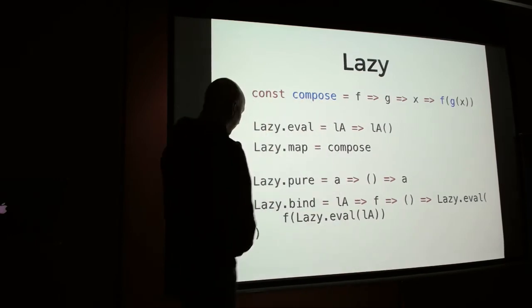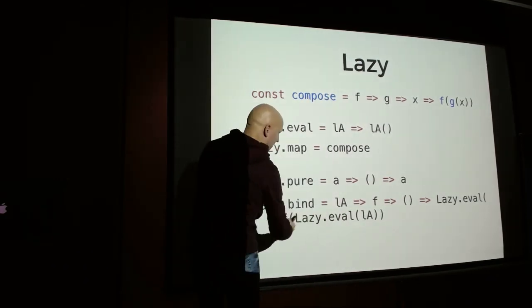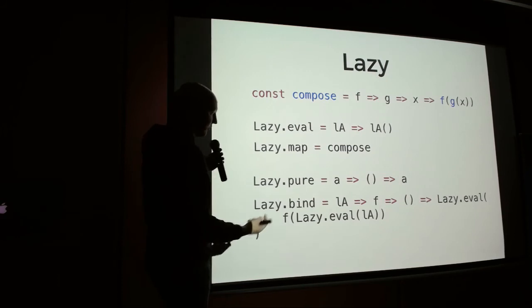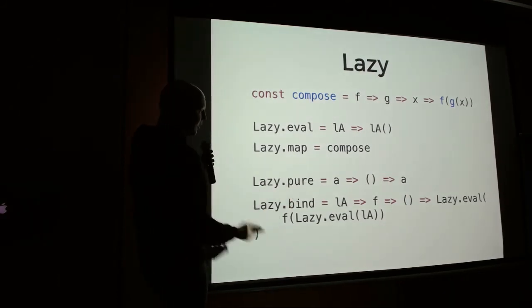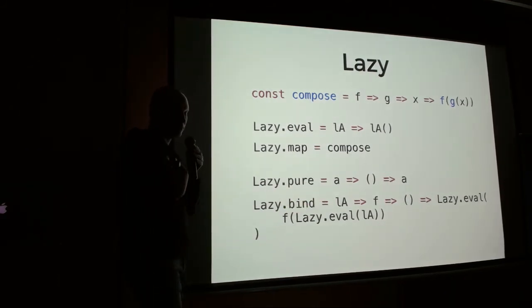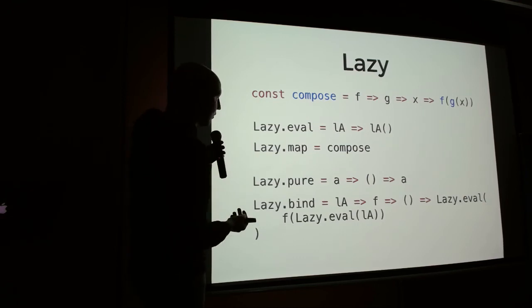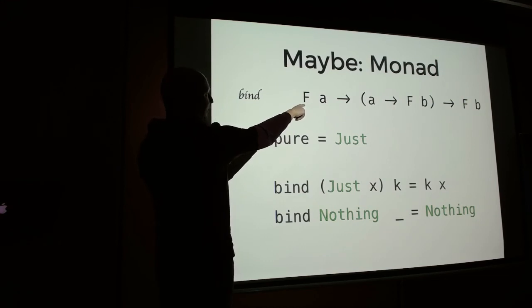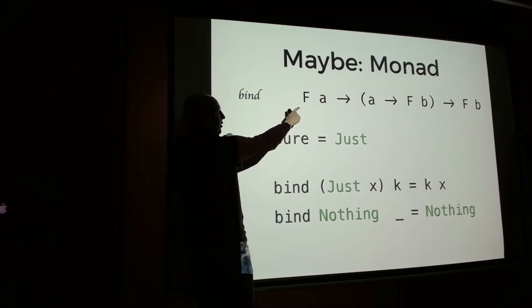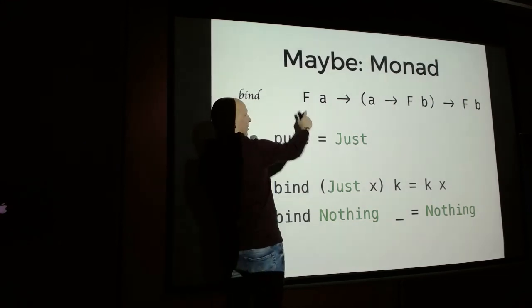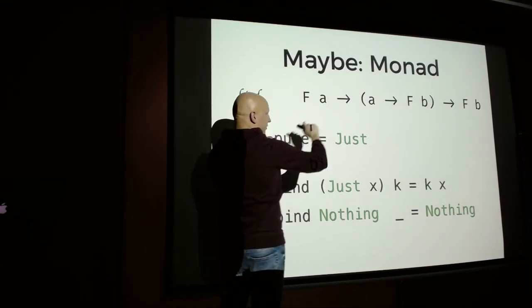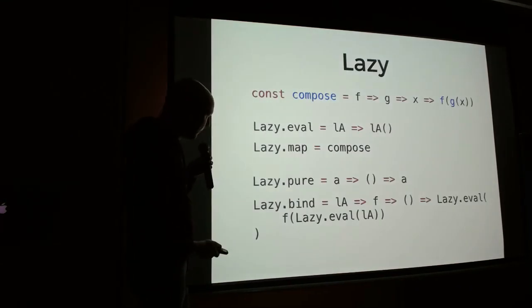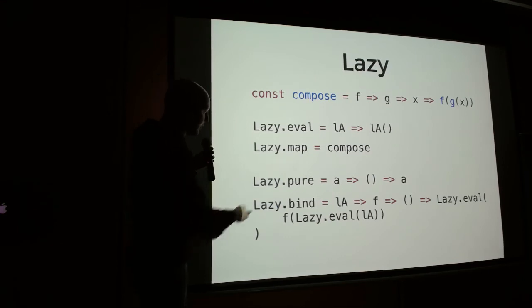Now to get B, we first evaluate our A. So lazy eval of LA gets us A, right? And now we can pass it into the function, because this function works with A, right? It can't work with lazy of A. So we got A out. We apply this function, we got lazy of B. And that's what we wanted to get with our bind.